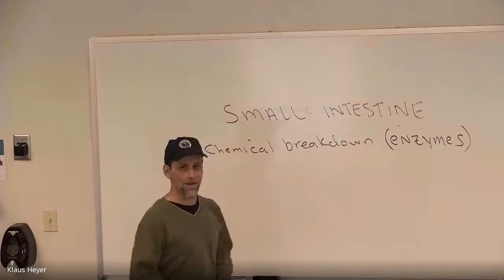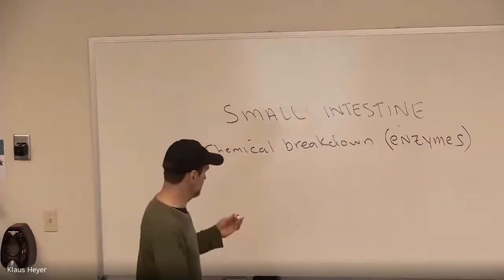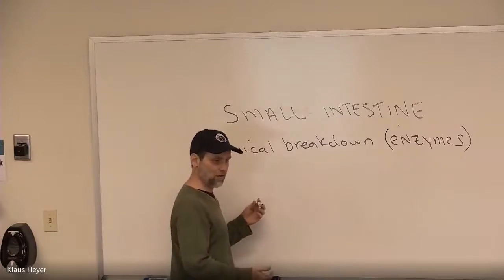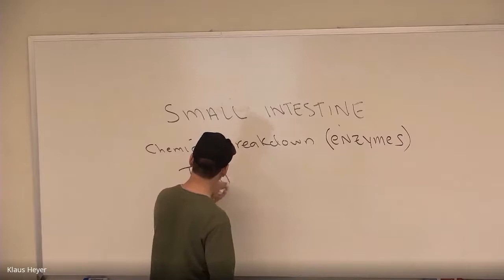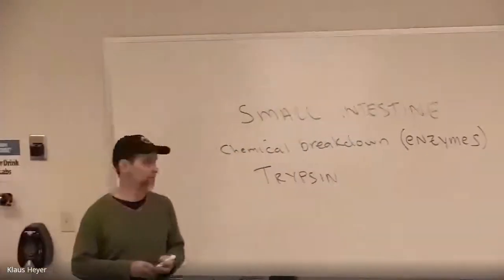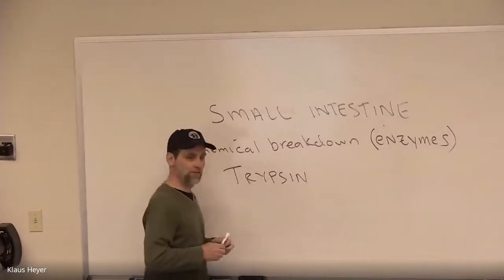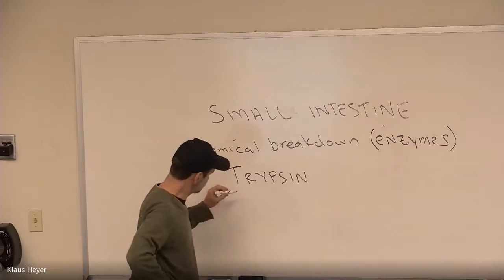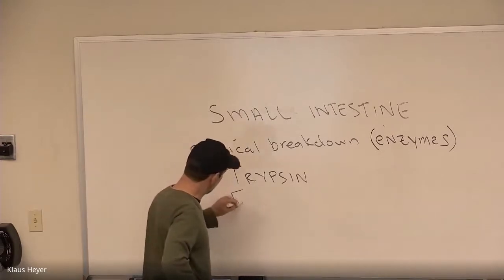And the ones that I'm going to tell you, there's lots of them. These are made by the pancreas. So I'm just going to give you a few. So one of them is called trypsin. Trypsin is an enzyme that breaks down proteins. Give you another one.